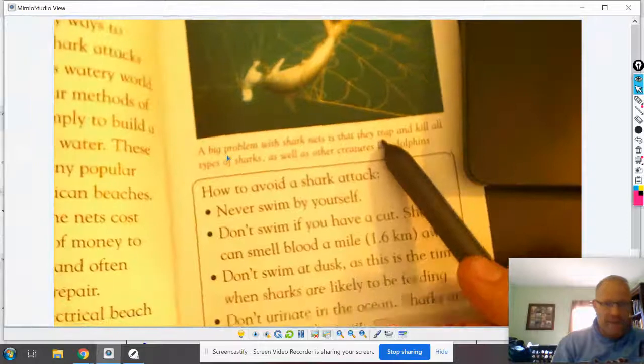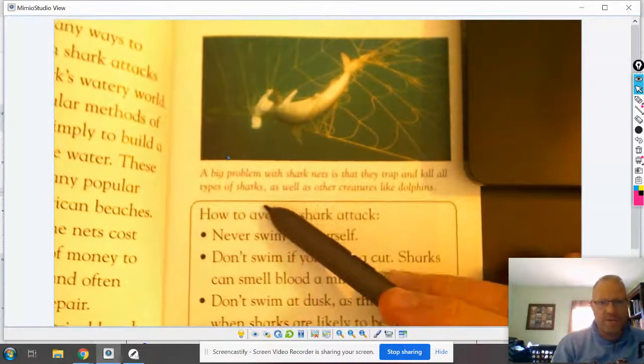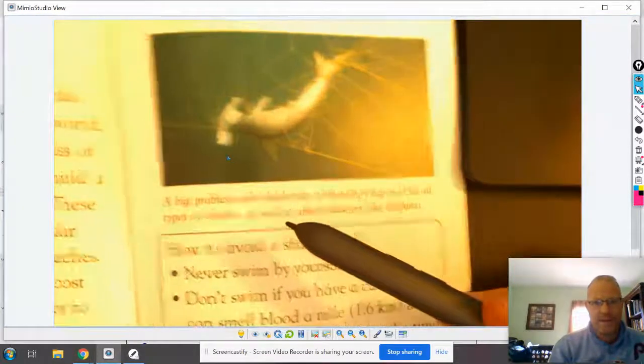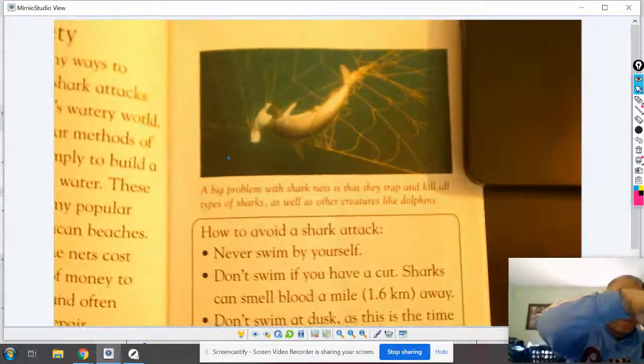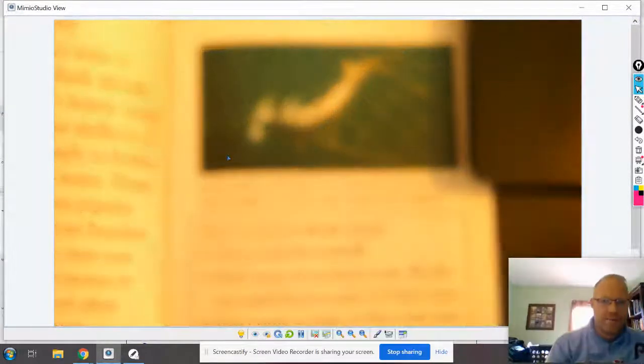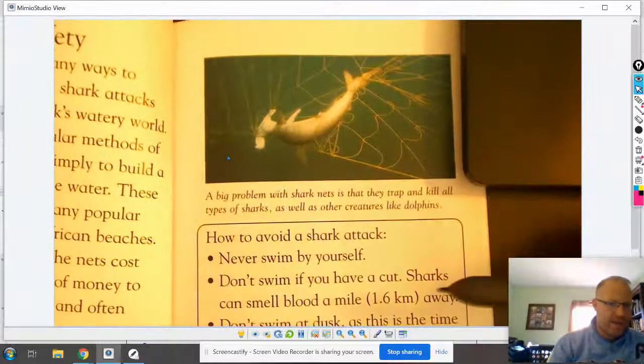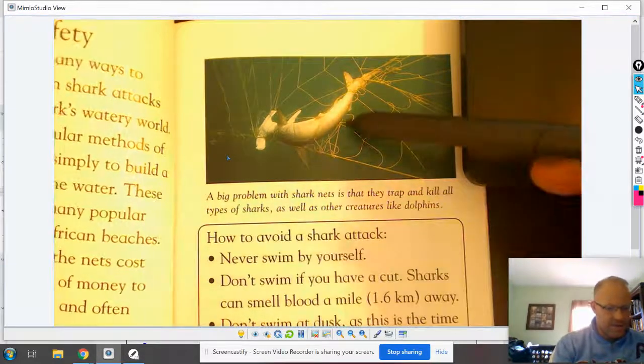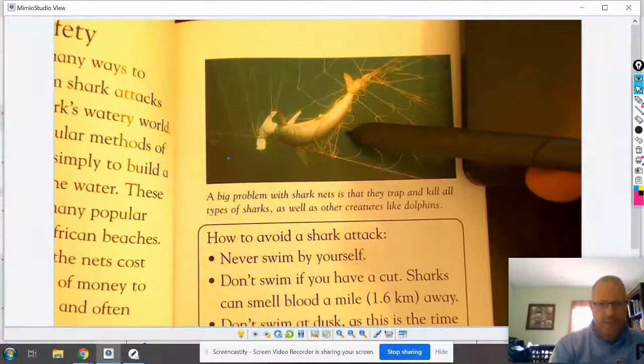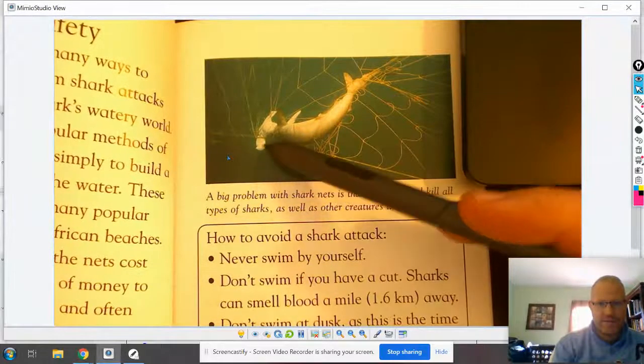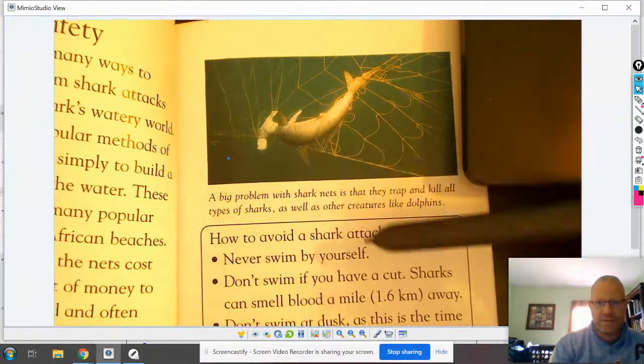A big problem with shark nets is that they trap and kill all types of sharks, as well as other creatures like dolphins. So that would be the major problem with having a net: the net could easily catch the shark and get it trapped, with its different fins getting trapped in the net pockets.